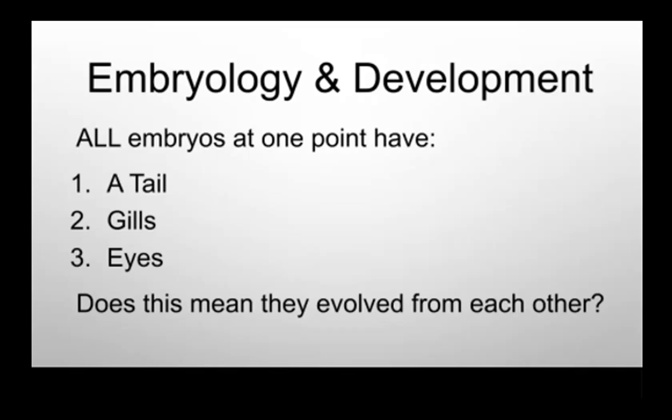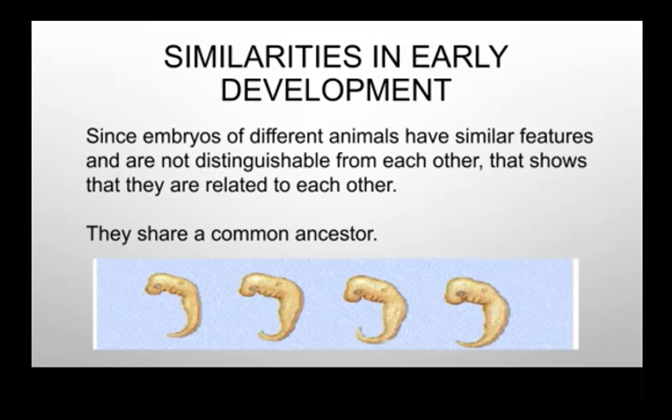Okay, so just like comparative anatomy, we see those similarities in the different animals. We're not trying to say that they evolved from each other, but that they are actually related to each other. Okay? And so when it comes to similarities in development, since they have these similar features and they're not distinguishable from each other, this shows that there's some kind of relationship, very similar to those homologous structures with the bones and stuff. Therefore, they must share a common ancestor.